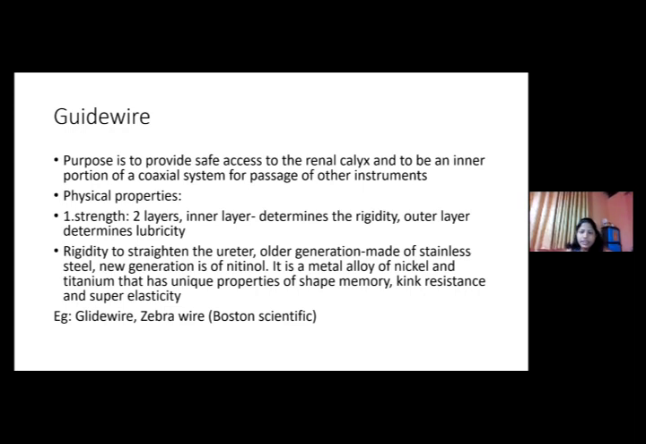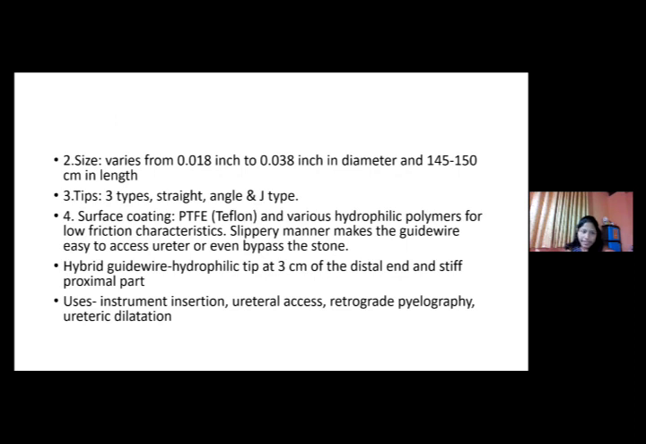The rigidity, again: the older generations are made of stainless steel, and the newer generations are made of nitinol. We have various sizes ranging from 0.018 to 0.038, and the commonly used length is 150 centimeters. Again, we have various types. It can be straight, angled, or J-type. The J-type is the one used for PCNL, and the angled type is better if the ureteric orifice is more laterally placed.